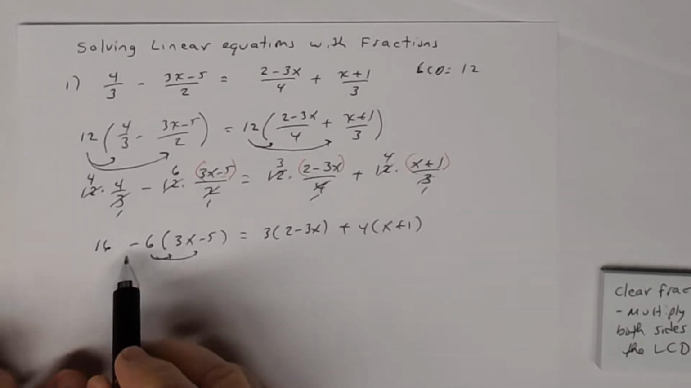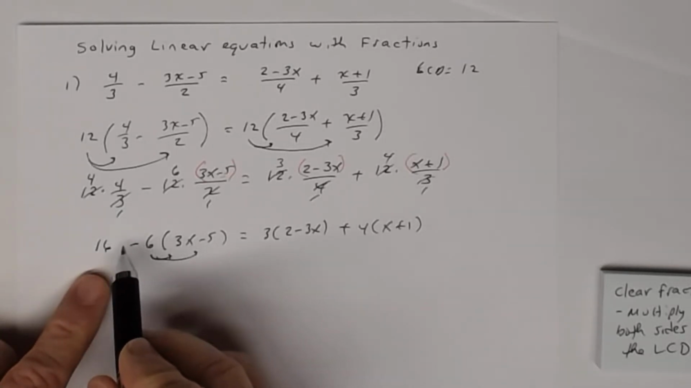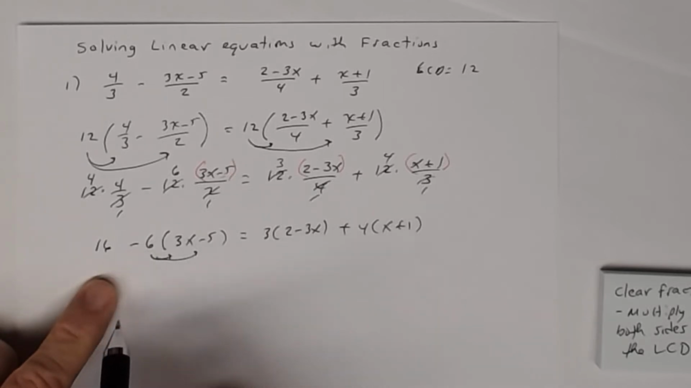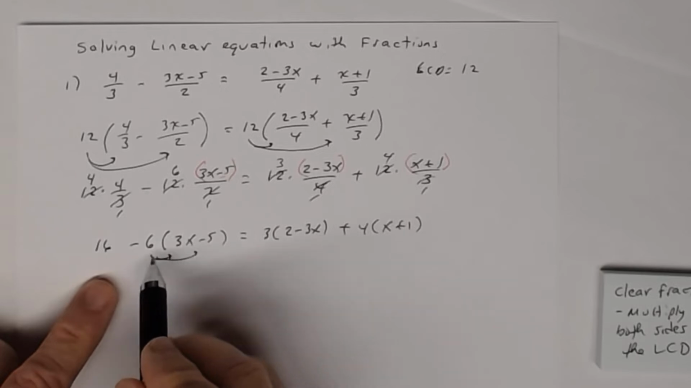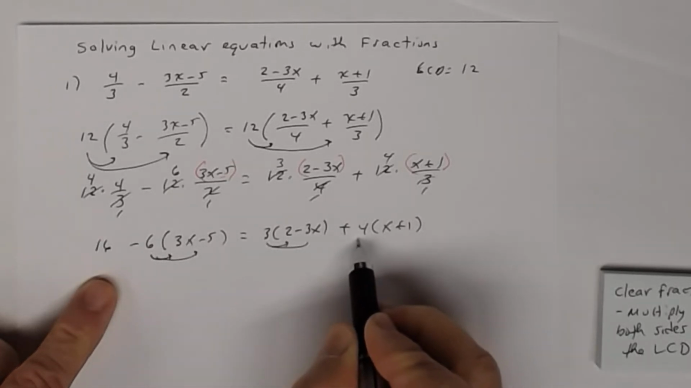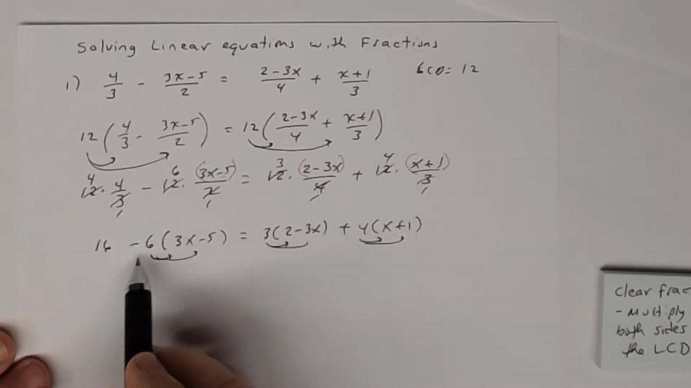All right, now be careful because some students make the mistake and say 16 minus 6 is 10. You cannot do that. Remember, order of operations says I have to multiply before I subtract. So you have to distribute that negative 6. Same thing here, distribute 3, and then distribute the 4. All right, so be careful around this area. That's an easy mistake that some students make.